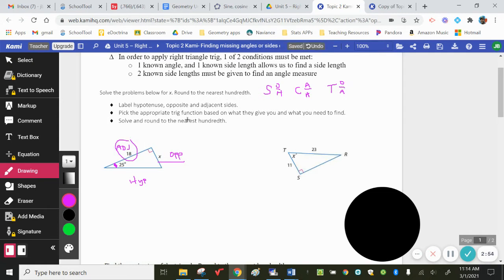So first I labeled, then I picked the trig function, which is going to be the tangent function, and now I'm going to write my equation. My equation is going to look like this: the tangent of the angle 25 is the ratio of the side opposite, x, over the side adjacent, 18. There's my equation. I'm going to solve for x. Here's how I can do that.